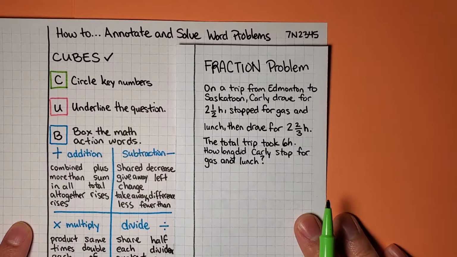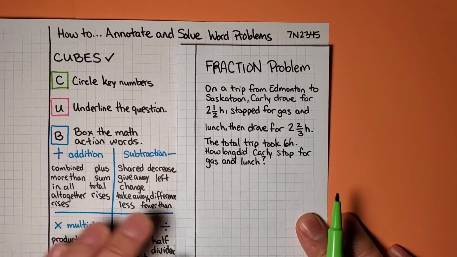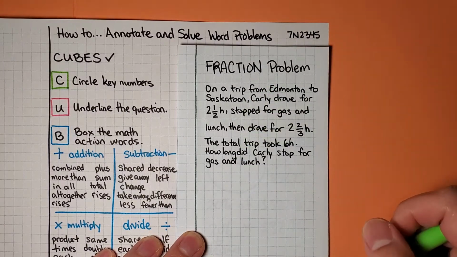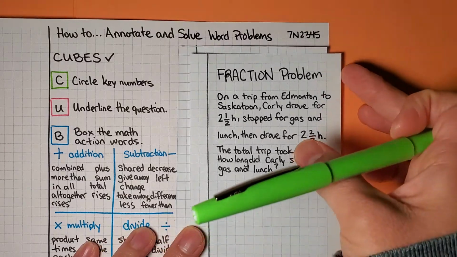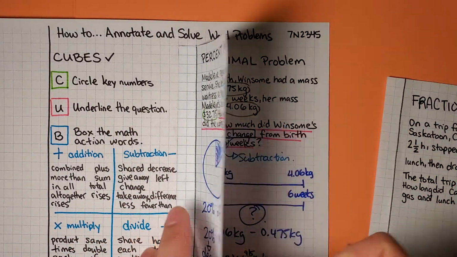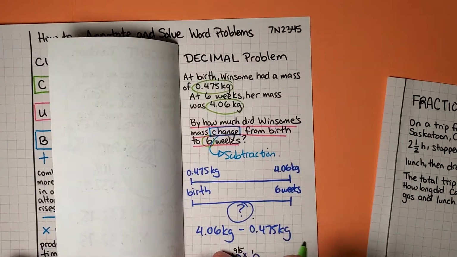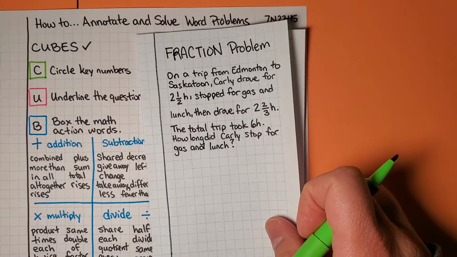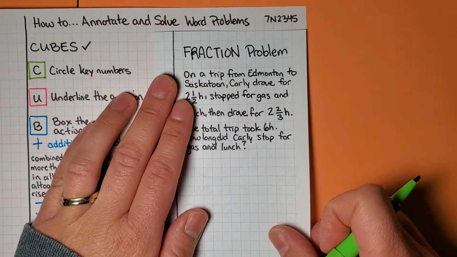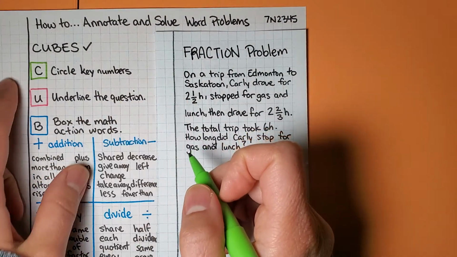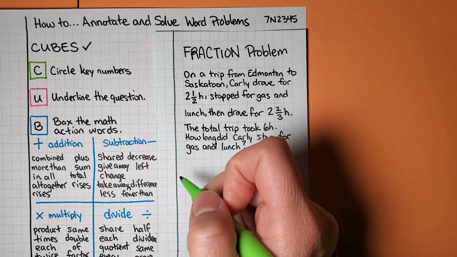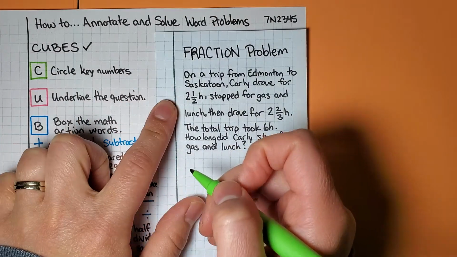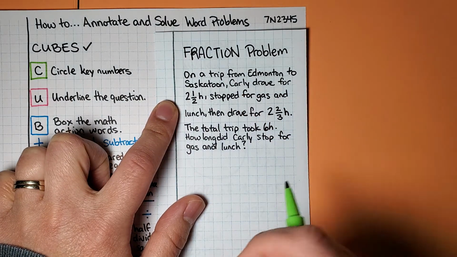All right. Today we're going to annotate and solve a fraction word problem. If you are following along with making these super cool flip notes, this is your third page on there, and it is on fraction problems. Just like the other videos, we're going to go through CUBES to annotate it first. The first part is C, circle the key numbers. Oh, I guess you should probably read the question first.